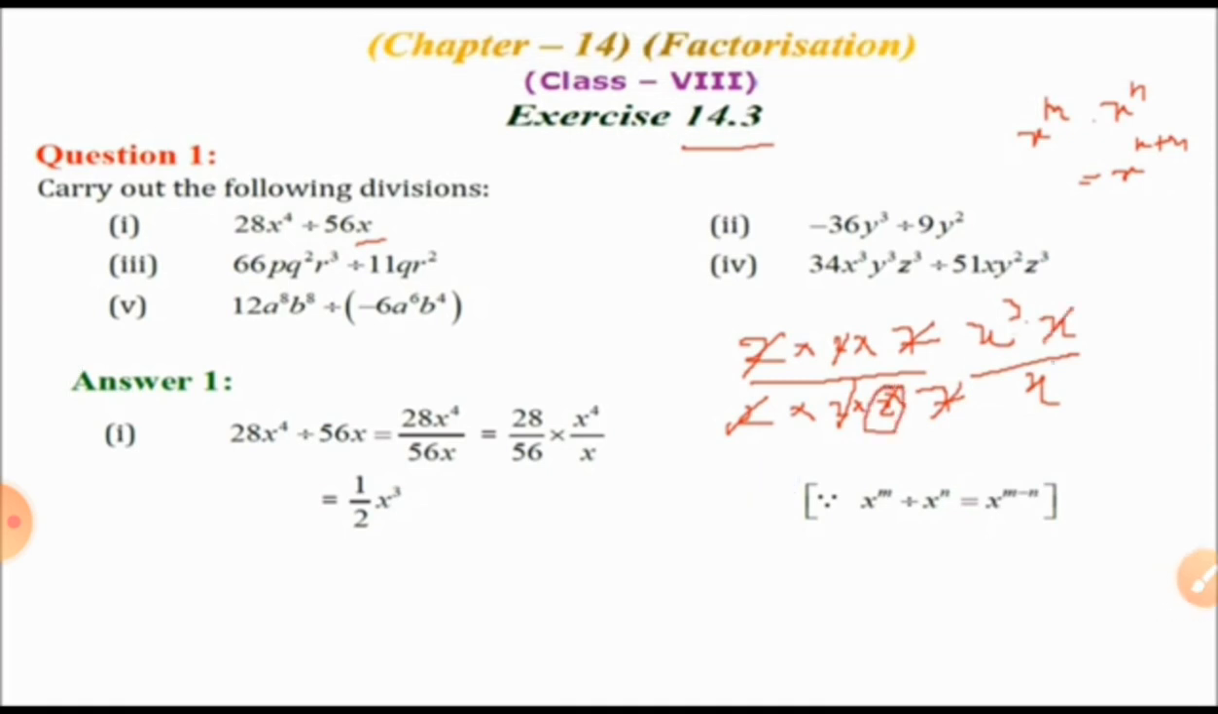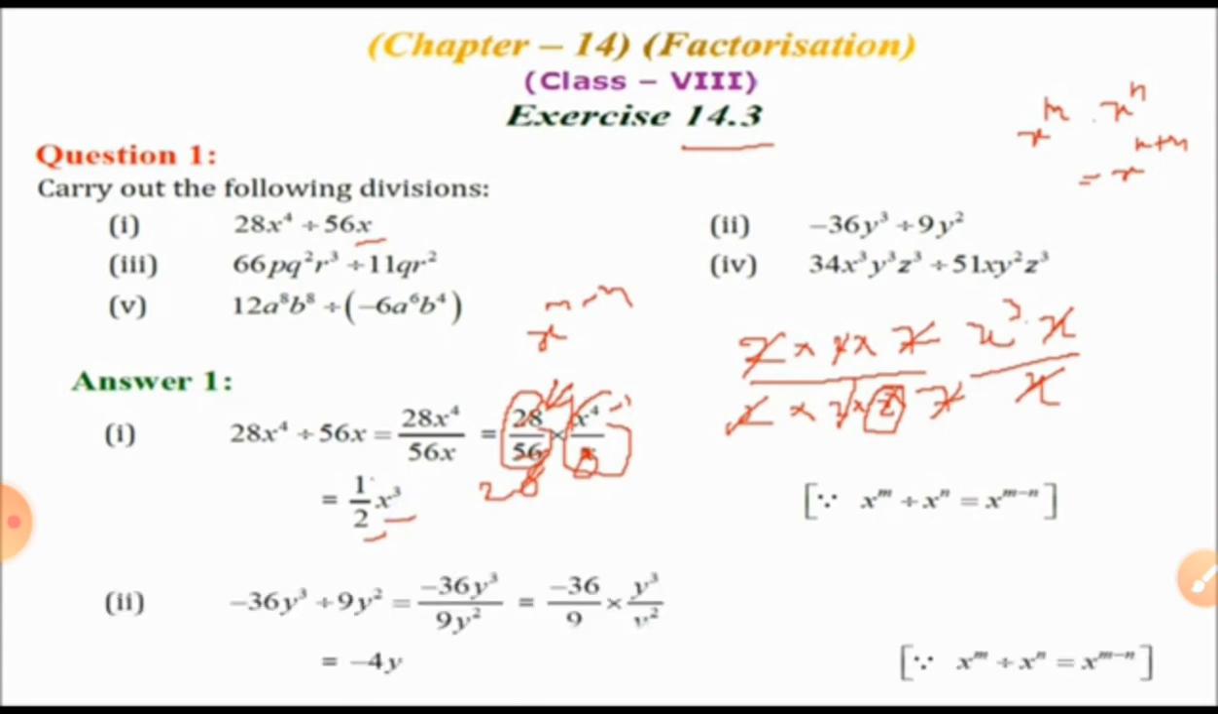Isn't it? And you can factorize 28 as 2 into 2 into 7. Same way here you can divide it. 2 into 2 into 2 into 7, cut the numbers, you are having 1 by 2. Is it? Okay. So I hope you got a clear idea regarding the first question's first answer, or you can say the first solution of the first question, exercise 14.3, standard 8, chapter number 14, factorization.